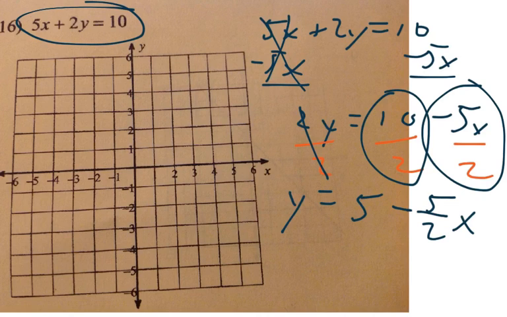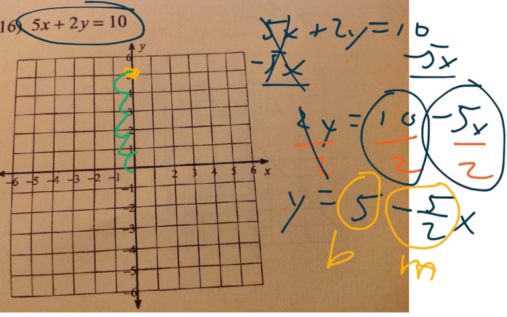And I'm ready to graph. The 5 there, guys, is called my b. So I'm going to come up here and put a dot at positive 5. The negative 5 halves, guys, is my m. That's my slope. The number in front of x is always your slope. And what does a negative 5 halves slope mean? That means, watch this, guys, I'm going to go down.